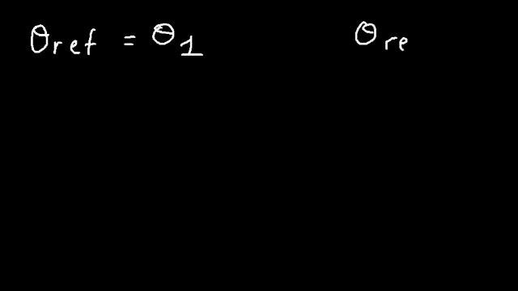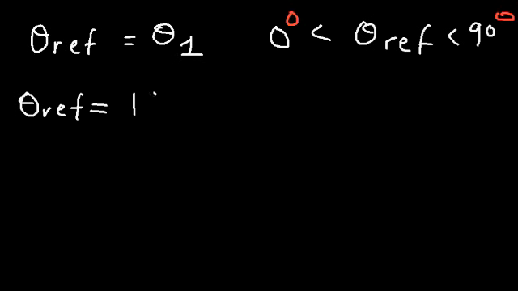Now, let's say you have an angle in quadrant 1. The reference angle is equal to the angle that's in quadrant 1, which means that the reference angle is always between 0 degrees and 90 degrees. It's an acute angle. Now, let's say you have an angle that's in quadrant 2, that is between 90 and 180. The reference angle is equal to 180 minus the angle in quadrant 2.